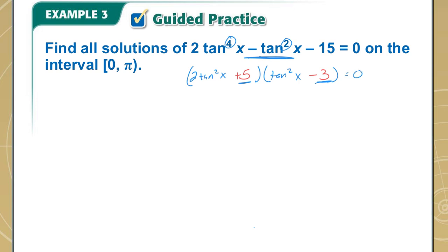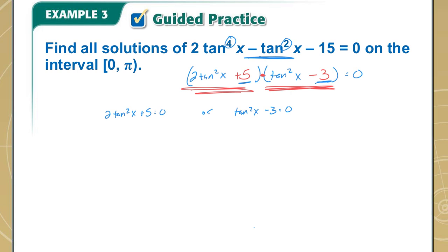Now we can apply our zero product property. Again, we've got something times something, and it's equal to 0. The only way that happens is if we multiply with the 0. So either 2 times the tangent squared of x plus 5 has to equal 0, or the tangent squared of x minus 3 has to equal 0.